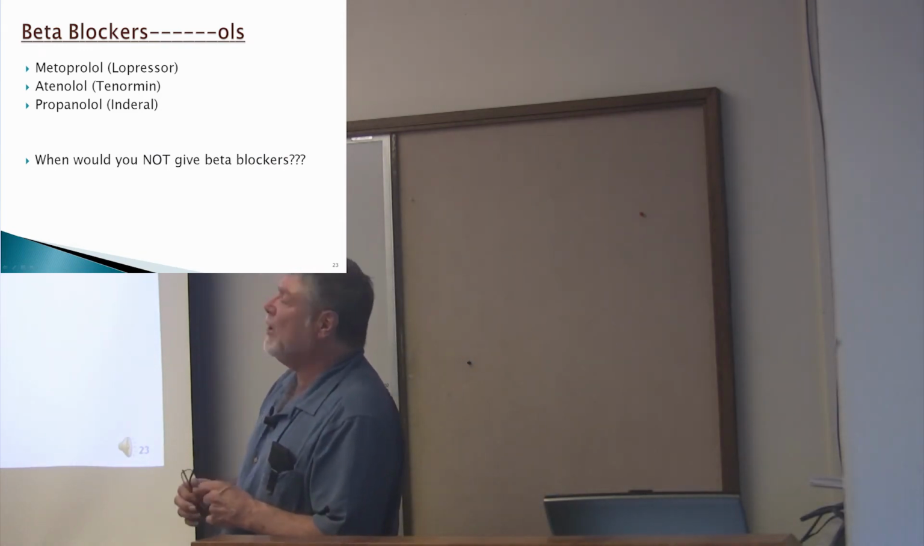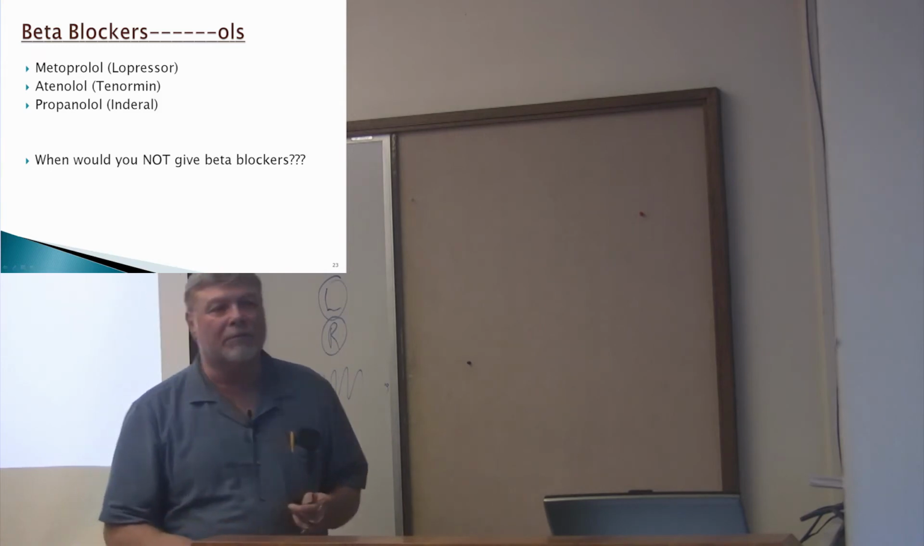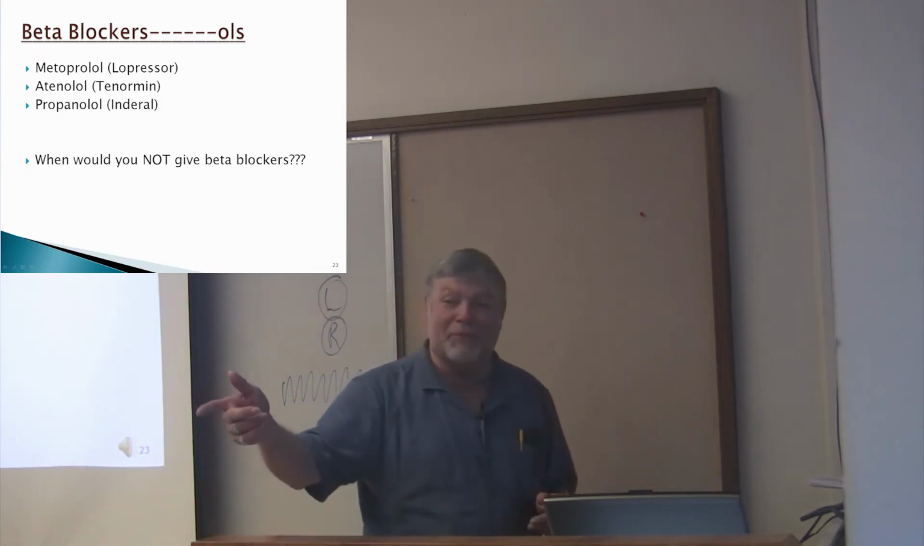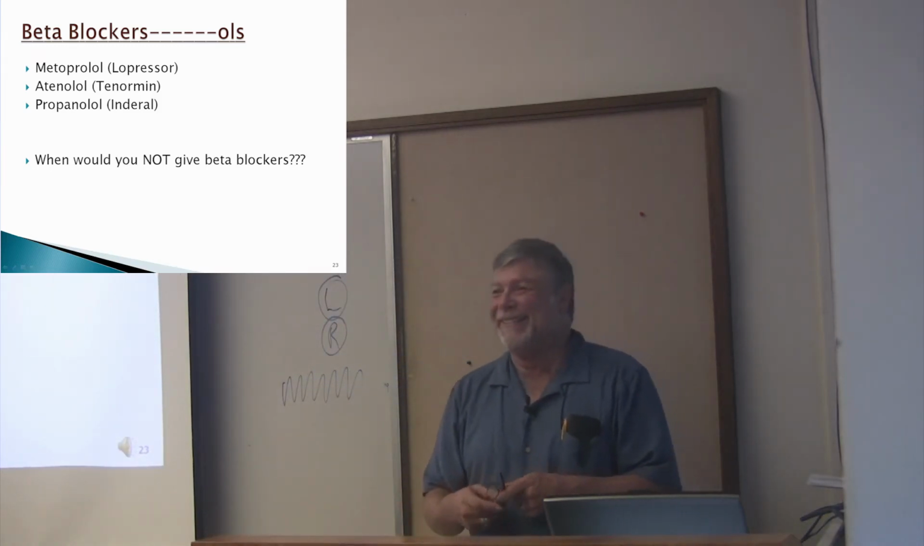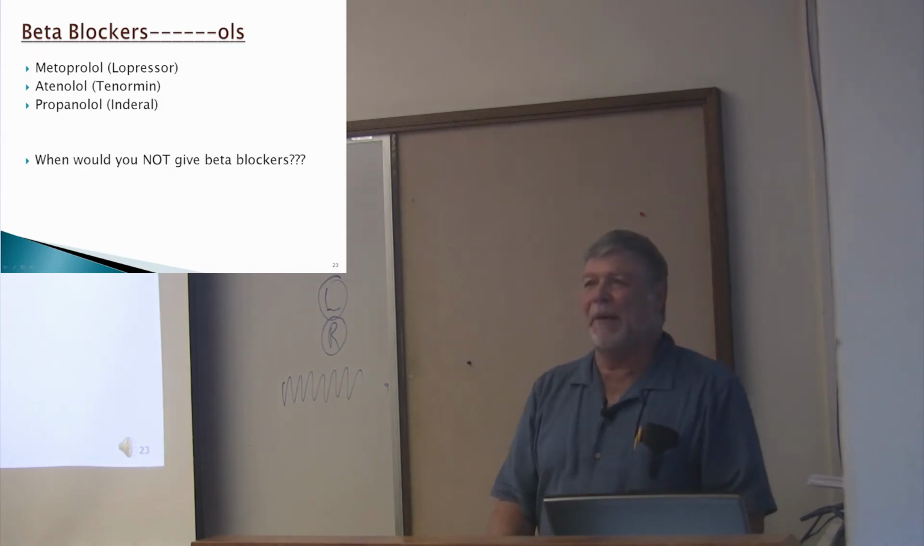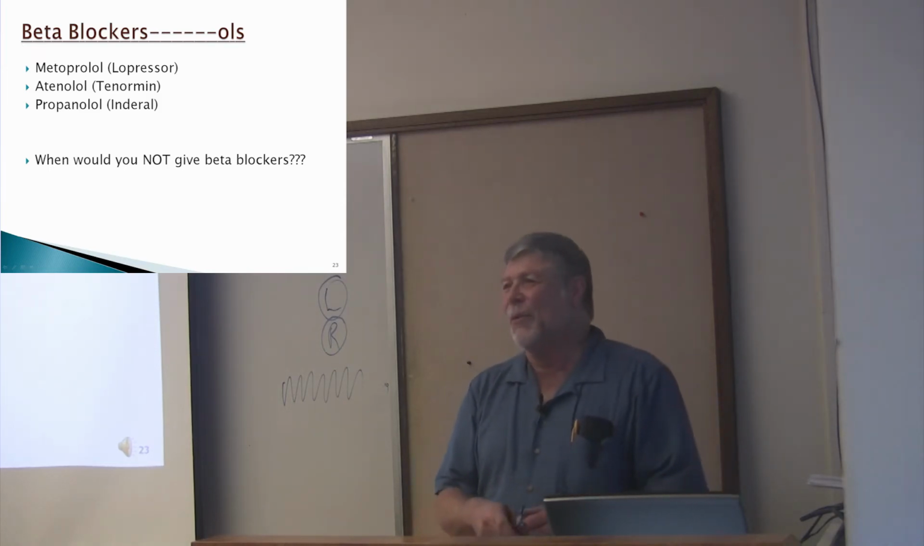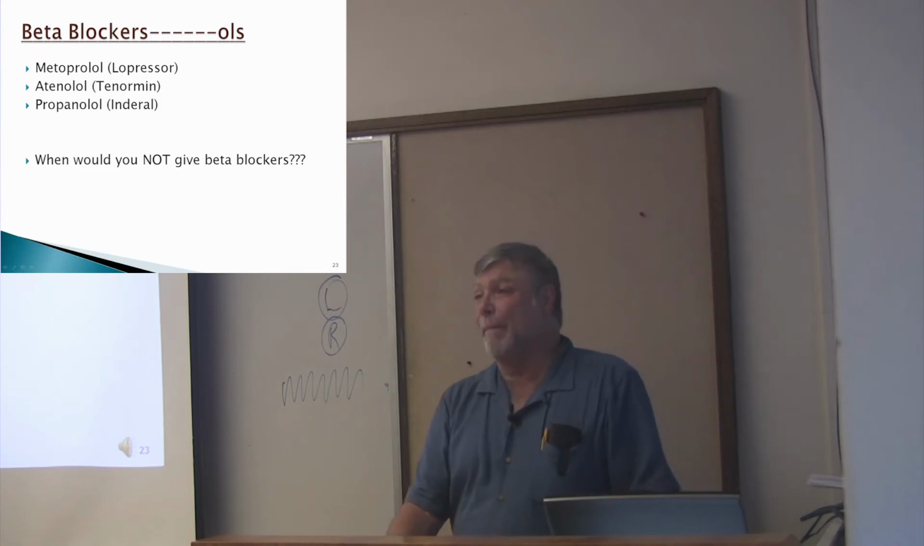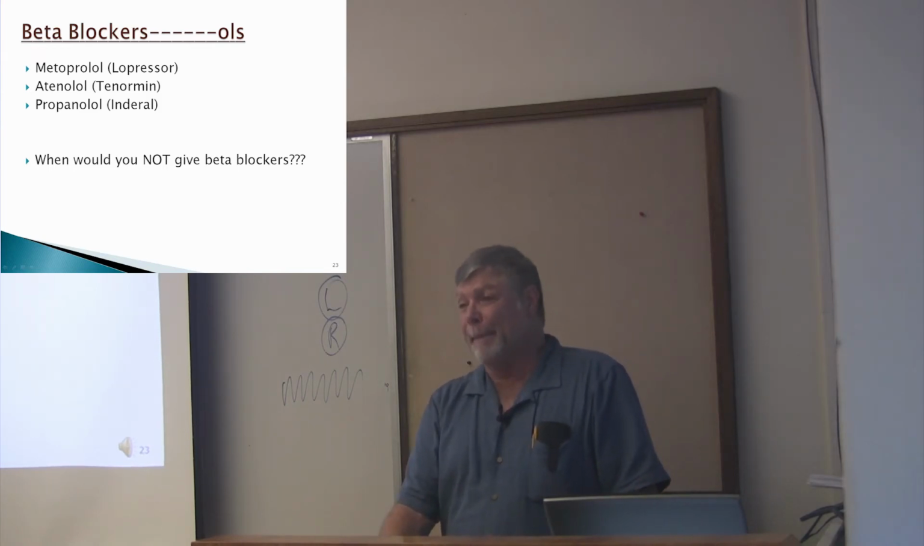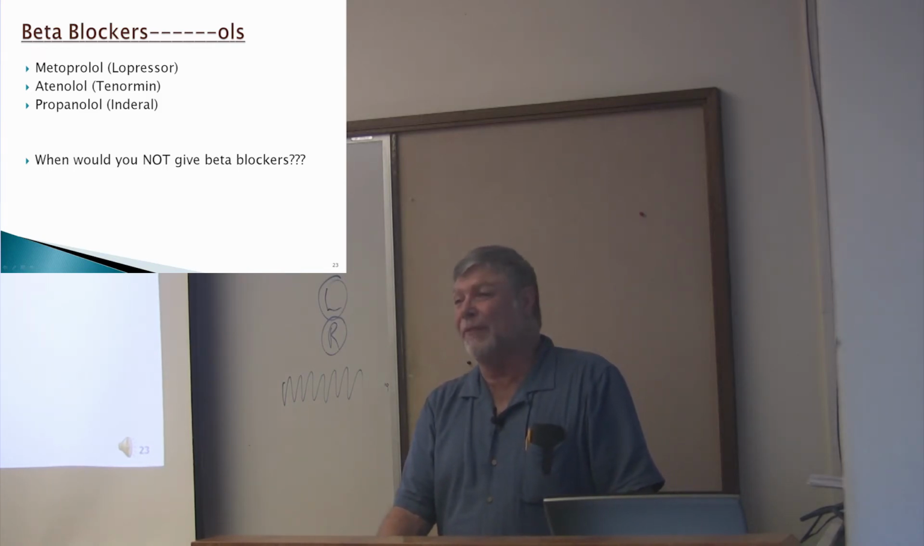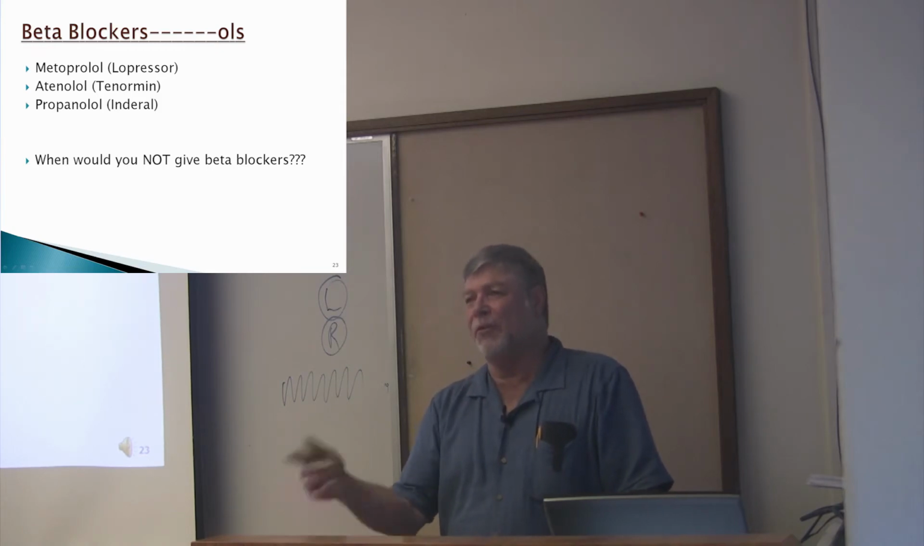So when would you be cautious about giving a beta blocker? They have asthma. Very good. Right off the top of your head. Excellent. What kind of beta receptors do we have? On the heart, beta 1. Beta 2s are where? In the lungs. Right.